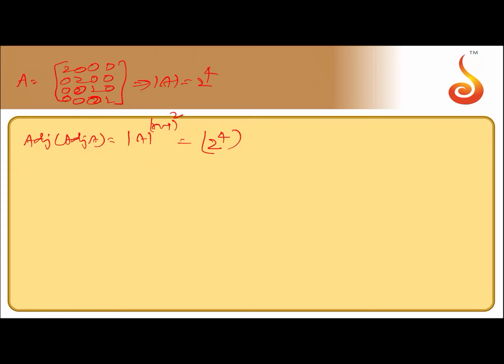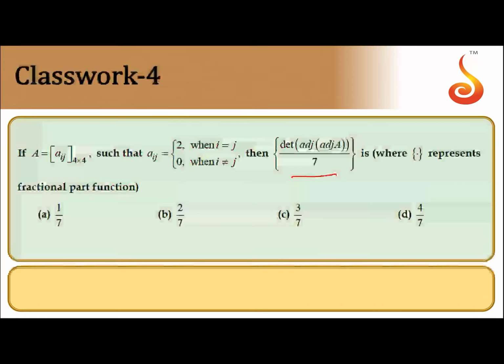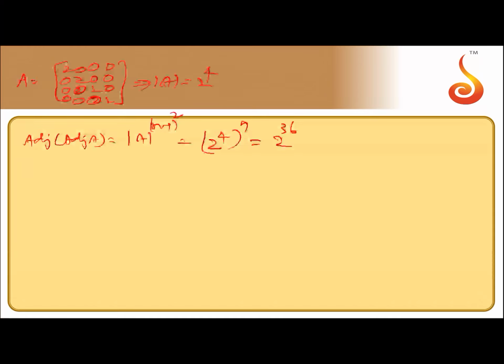N equals 4 here, order 4 minus 1, 3 square is 9, so 2 to the power of 36. You are asked to calculate the fractional part when you divide it by 7. Therefore, let us try to express this number in terms of 7 as 2 cube whole to the power of 12, and 8 to the power of 12. This can be written as 1 plus 7 to the power of 12.